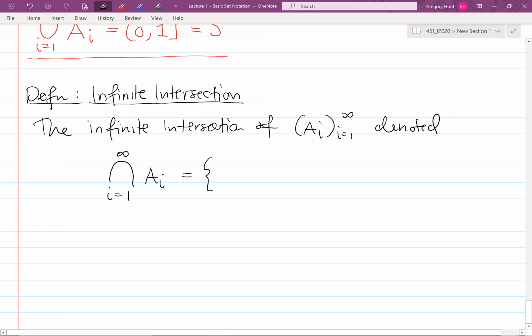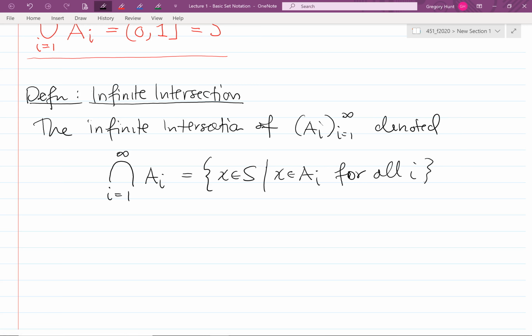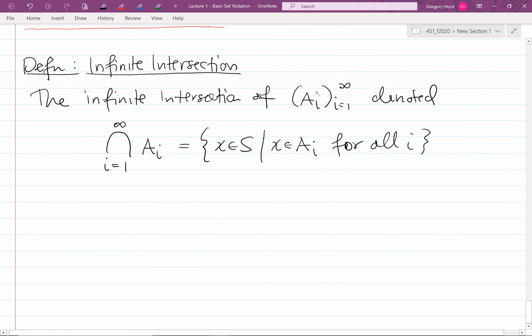Just like intersection is kind of a dual to union, infinite intersection is kind of dual to the infinite union. The intersection of two sets is the set containing the elements that are in all of them. So the infinite intersection is everything in my universe such that that element is in every A sub i. We could say for all i, x is in A sub i, or x is in every A sub i. Well, multiple ways of saying it. So that's our definition of infinite intersection.